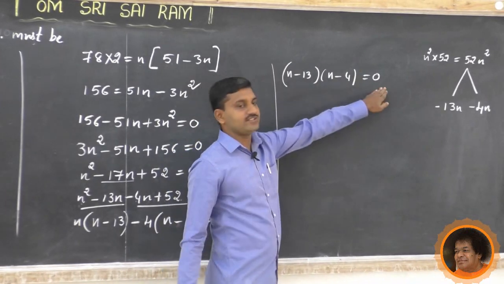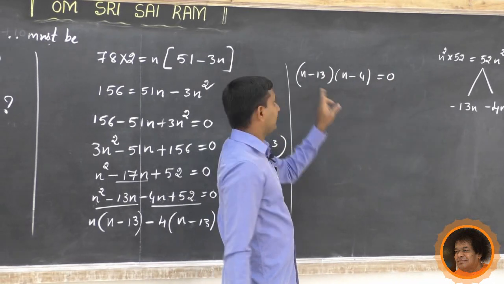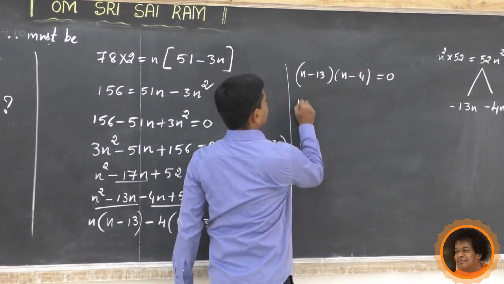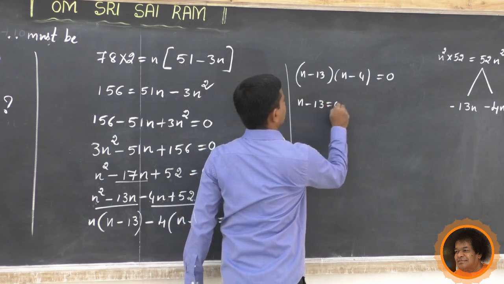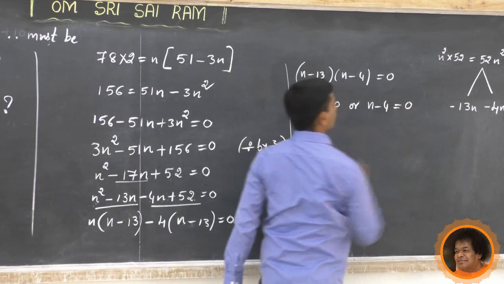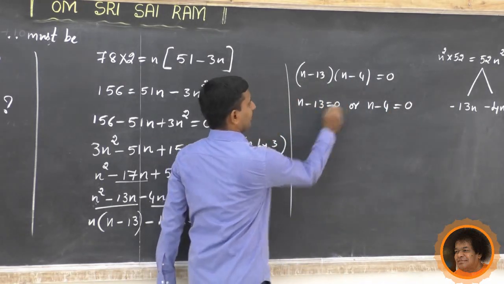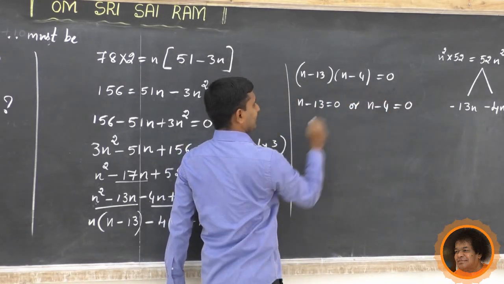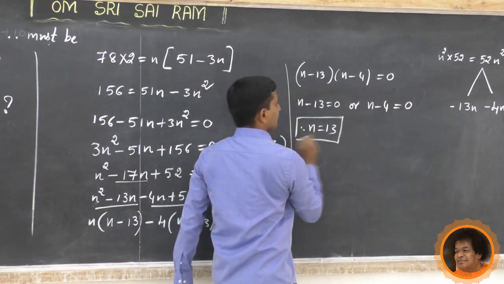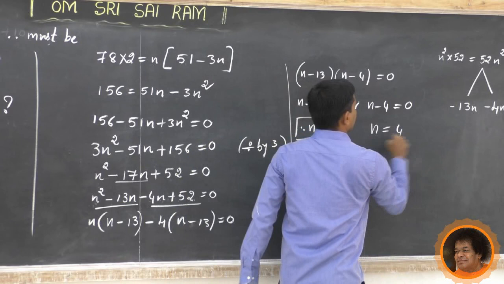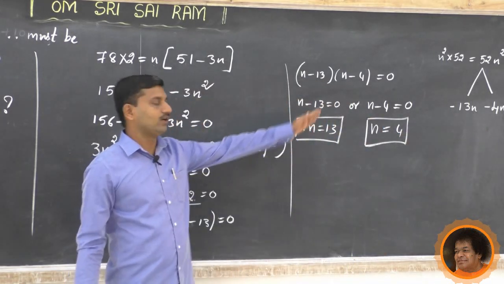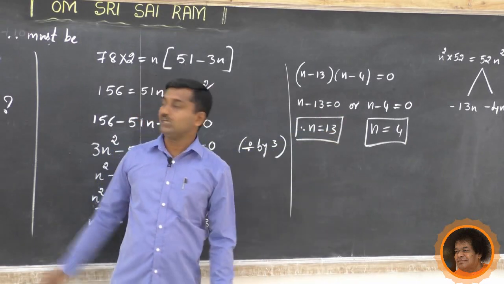Now equate with 0. We need the value of n. So the first factor n minus 13 equal to 0, or the second factor n minus 4 equal to 0. What is the value of n? Transpose minus 13 to the right hand side. Therefore n is equal to 13, or n equal to 4. These are the values of n.